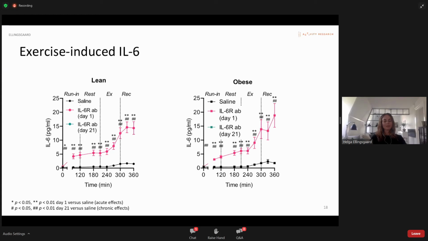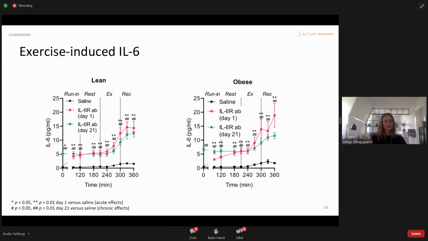The red line and dots represent day 1. This is the day where the participants received the IL-6 receptor antibody. And as expected, blocking the IL-6 receptors led to increased circulating levels of IL-6. And this is thought to be due to an impaired IL-6 receptor mediated clearance. So due to this reduced clearance, you can also better appreciate the exercise-induced increase in IL-6 on this day.